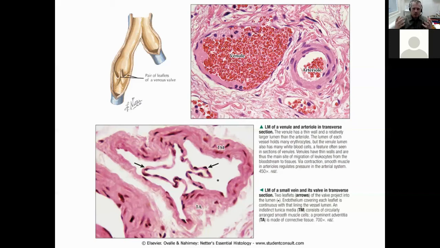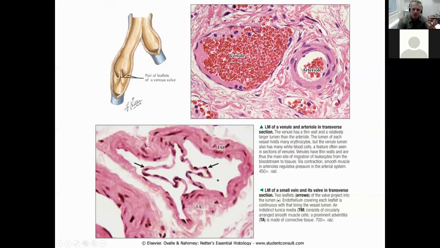So the venules have a large diameter. From a histological point of view, they are made mostly of endothelium. And this particular venule has no smooth muscle cells around it. So everybody can see the comparison to an arteriole, right?